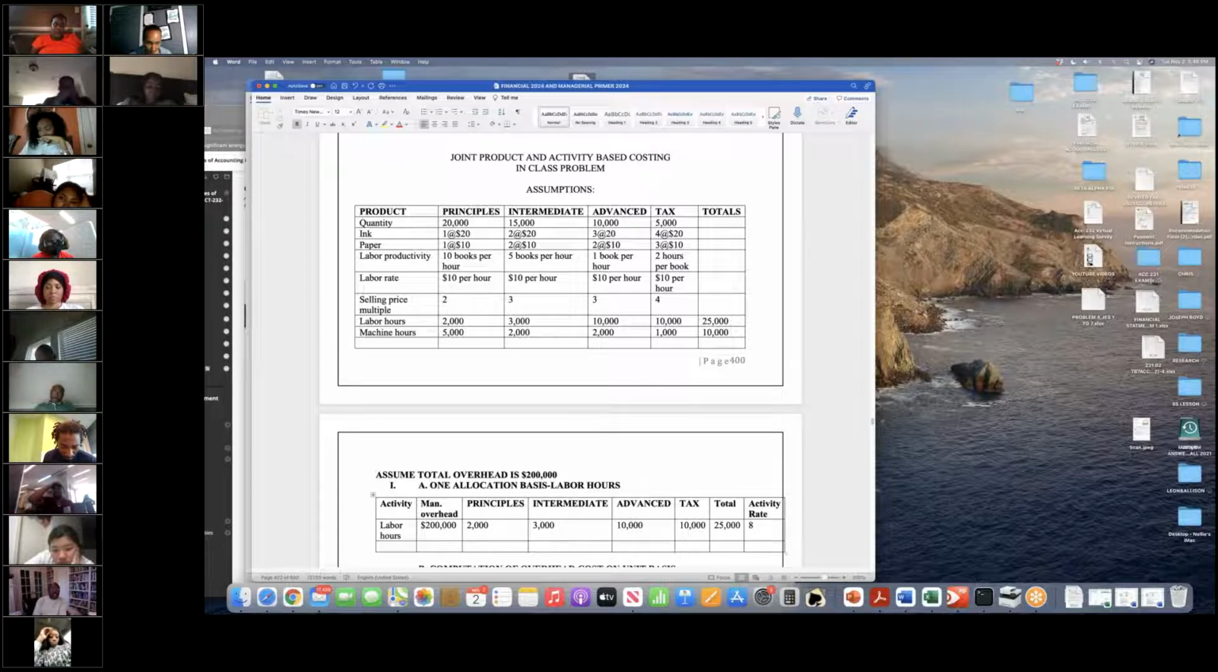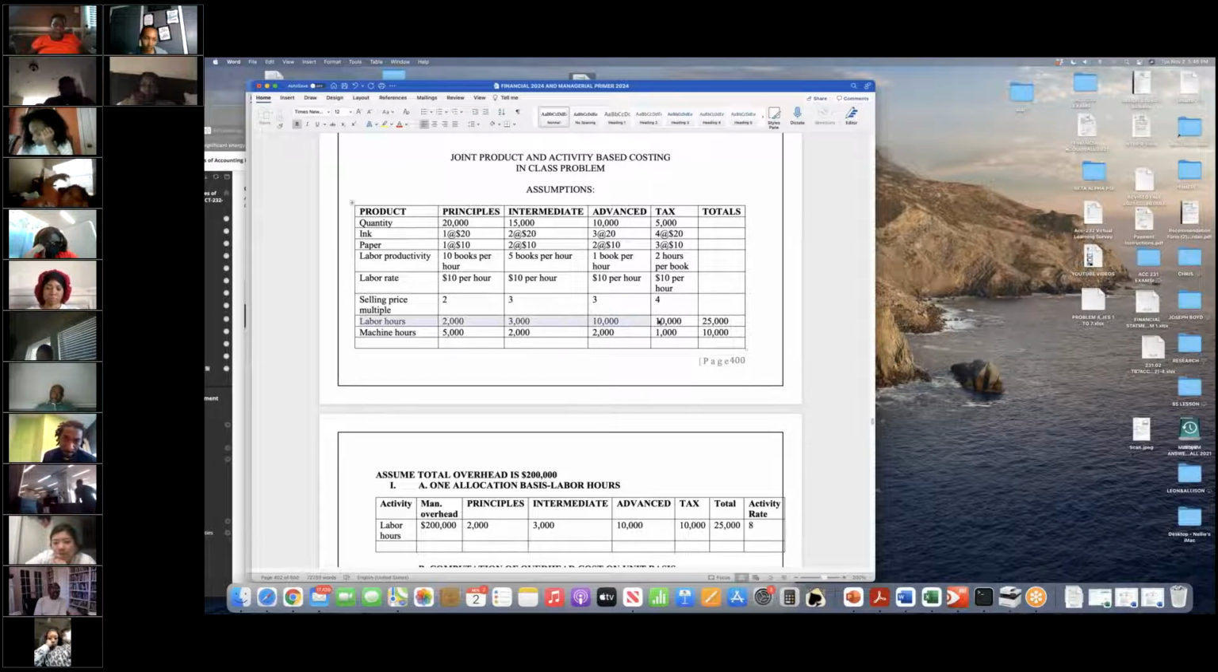We're doing a weighted average. And so the total overhead is 200,000. For the principal's book, we got to make 20,000. It's 10 books per hour, so it's going to take 2,000 hours.